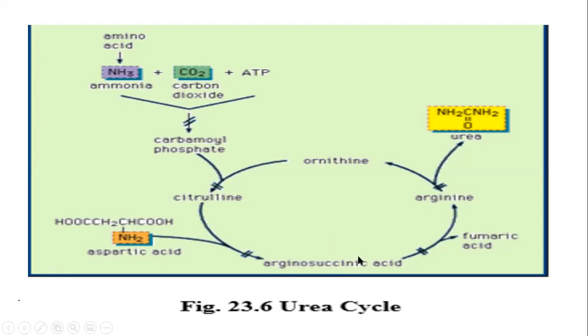Then there is formation of arginine from this argininosuccinic acid. Reversible cleavage of argininosuccinate takes place to form arginine and fumarate. This fumarate enters the tricarboxylic acid cycle, and this reaction is catalyzed by argininosuccinase.